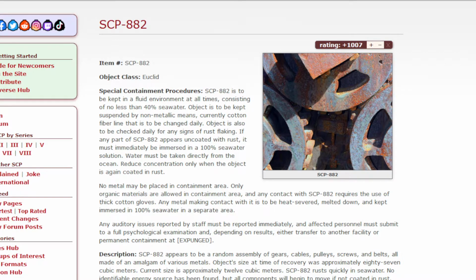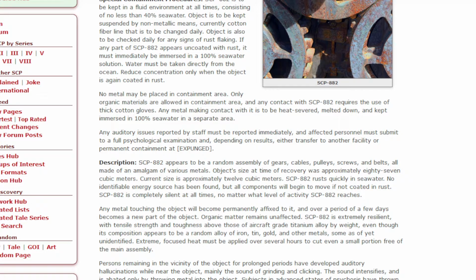Water is directly taken from the ocean, reduced concentration, only when the object is again coated with rust. No heavy metal may be placed in the containment area. Only organic materials are allowed within the containment area, and any contact with SCP-882 requires the use of thick cotton gloves. Any metal making contact with the area is to be severely heated, melted down, and immersed in 100% seawater in a separate area. Any auditory issues reported by staff must be reported immediately.